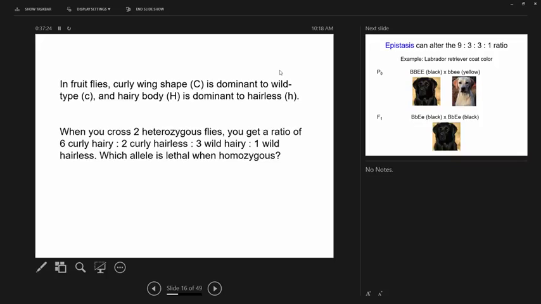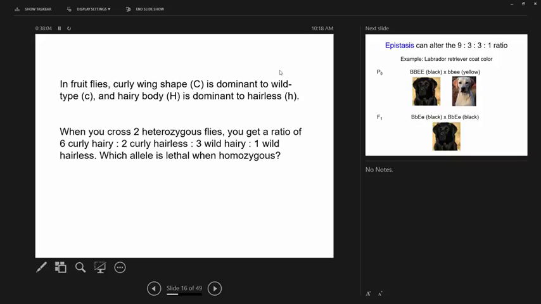Now here we're talking about a lethal allele. Coming up, we're going to talk about epistasis. In epistasis, the 9 to 3 to 3 to 1 phenotype ratio is going to get changed, but nobody is going to be missing. You're just going to combine different classes, and we'll see what that looks like. But here, with lethals, something is missing. So instead of a 9 to 3 to 3 to 1, you get a 6 to 2 to 3 to 1. So the first 2 here have missing alleles, right?